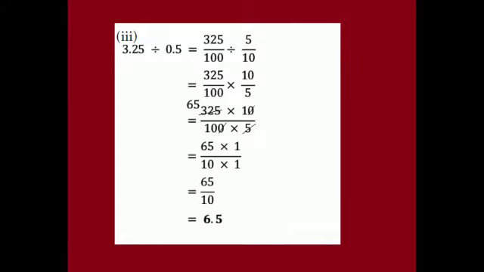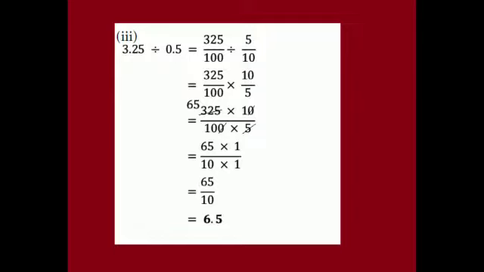Third subdivision, 3.25 divided by 0.5. Here we are given two decimal numbers that should be divided. Firstly, we are converting each decimal number into a fraction format. If we convert into a fraction format, it will be easy to calculate. So 3.25 can be written as 325 by 100 since it has 2 digits after the decimal point. And 0.5 can be written as 5 by 10 since it has 1 digit after the decimal point.